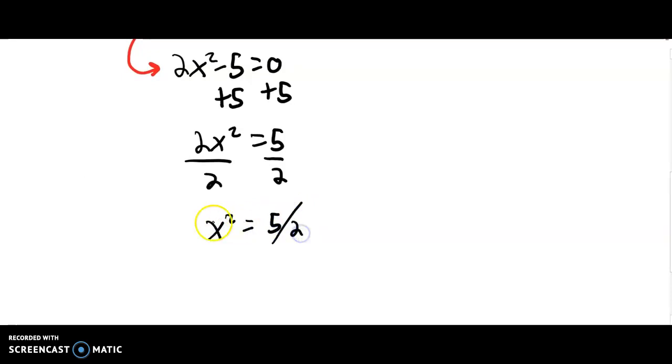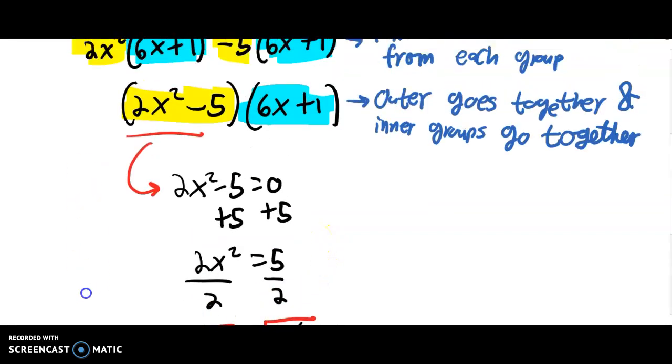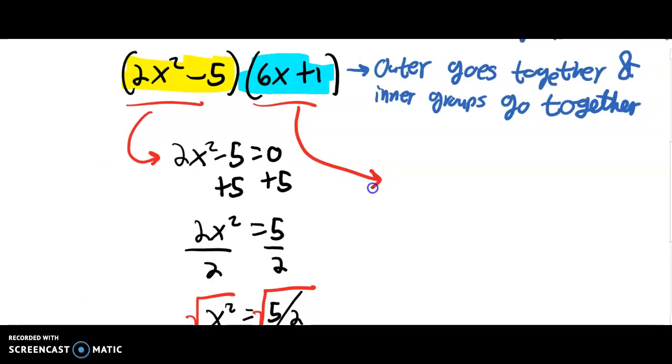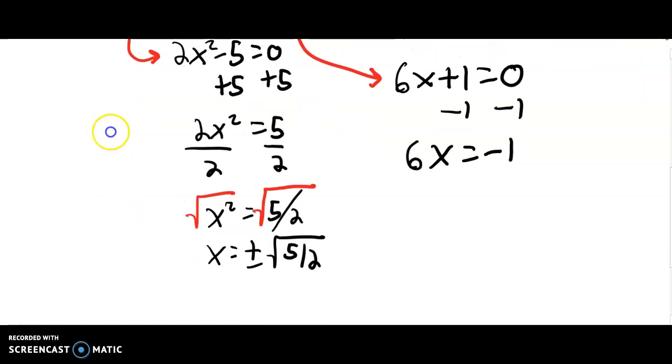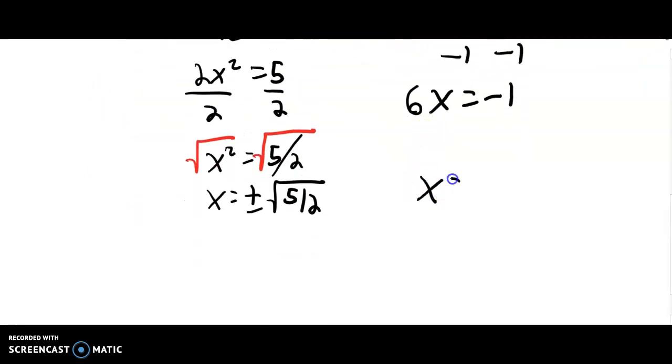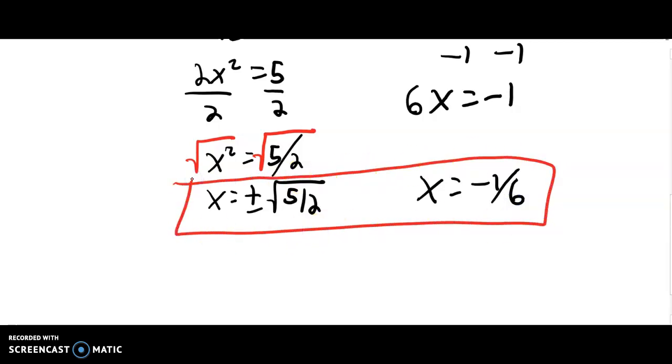To get rid of a squared, I'm going to square root both sides. Remember, when you square root both sides, we get a plus or minus. So we have plus or minus the square root of 5 halves. And then for 6x plus 1, I'm also going to set this equal to 0. Divide by 6, and we get x is negative 1 sixth. So these are our three answers here.